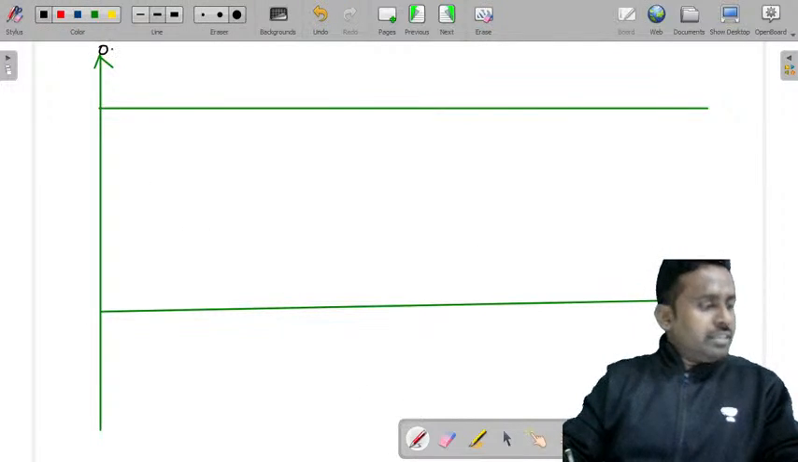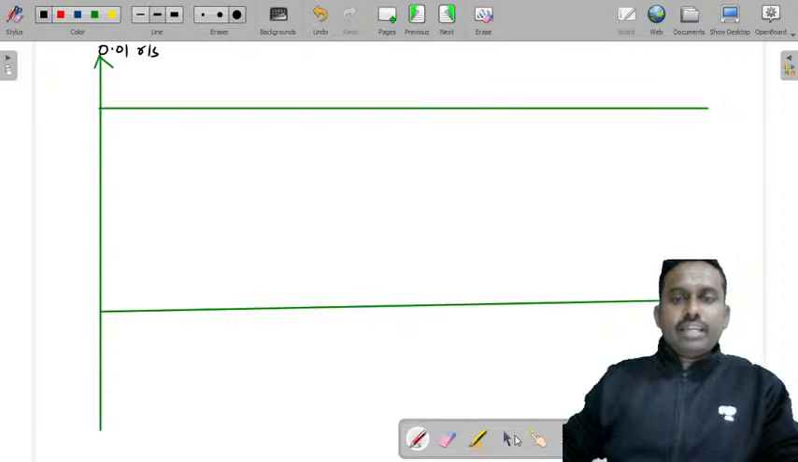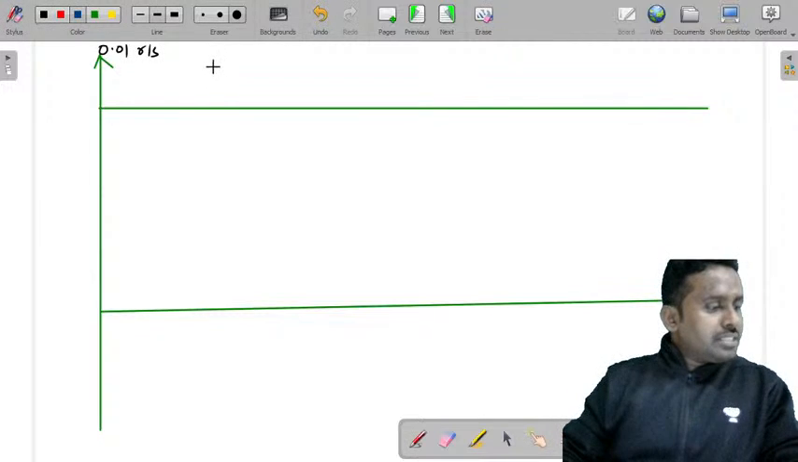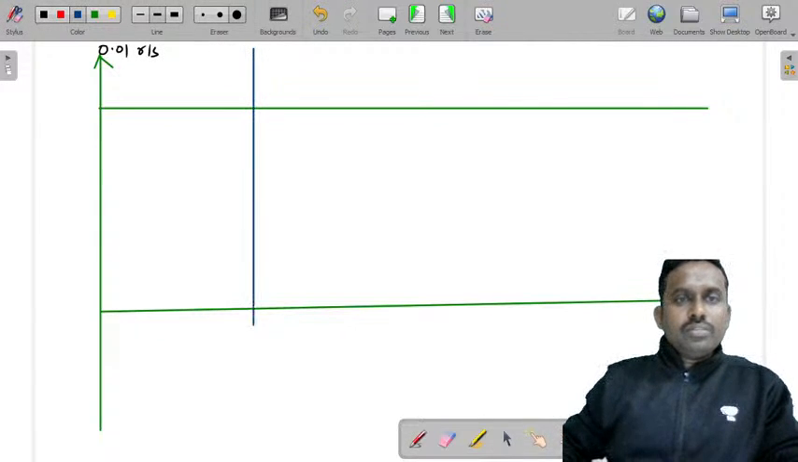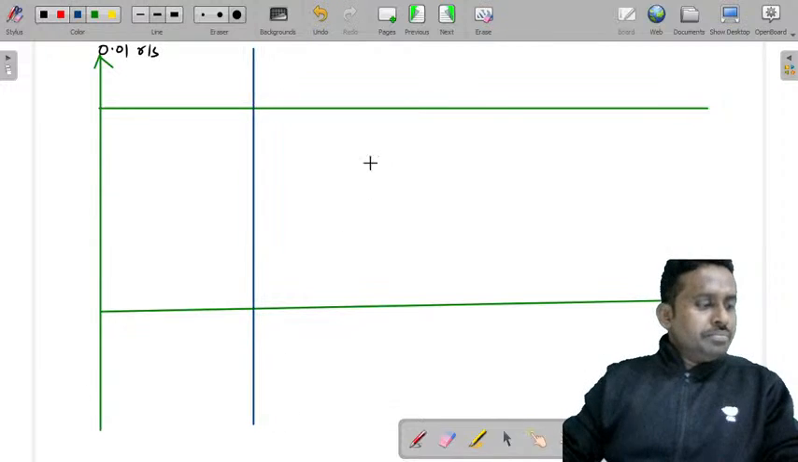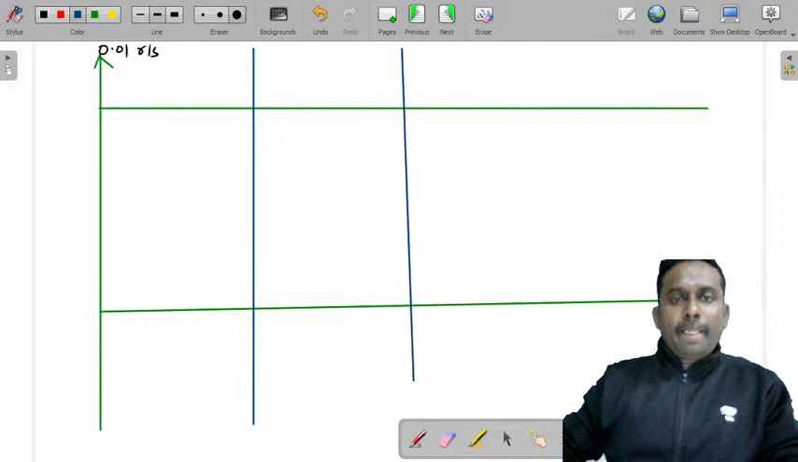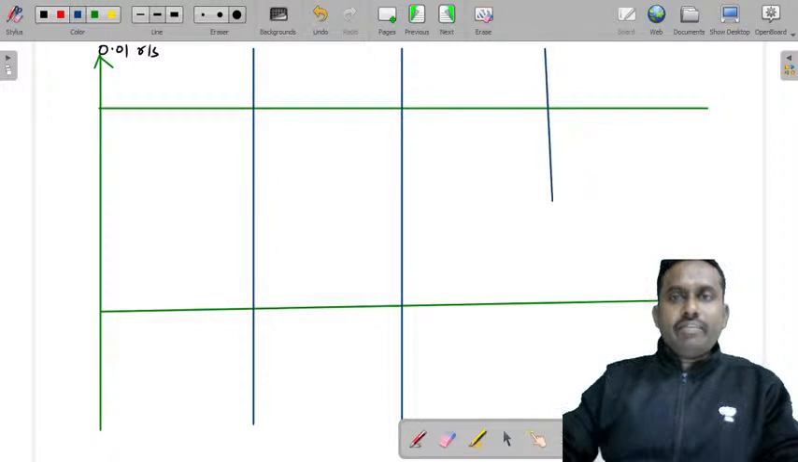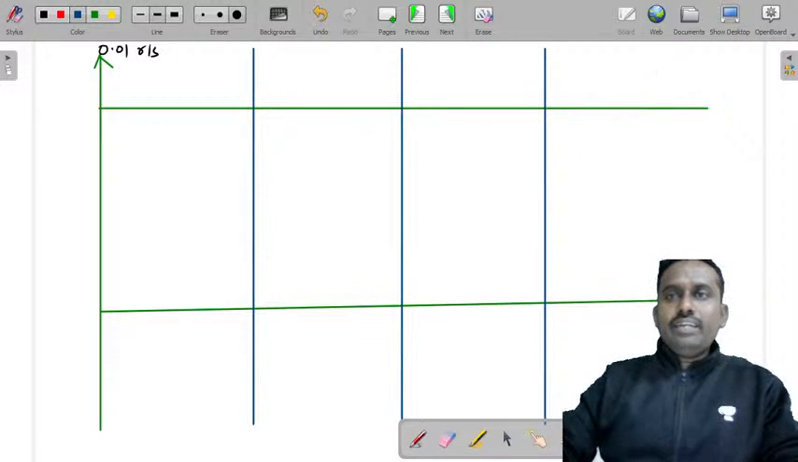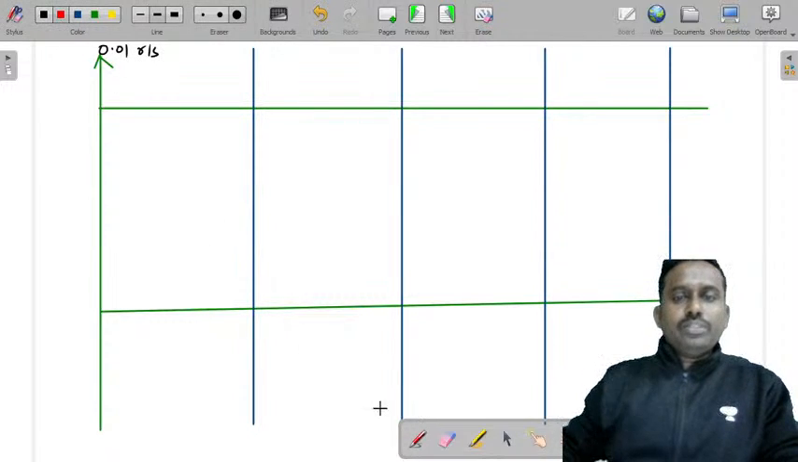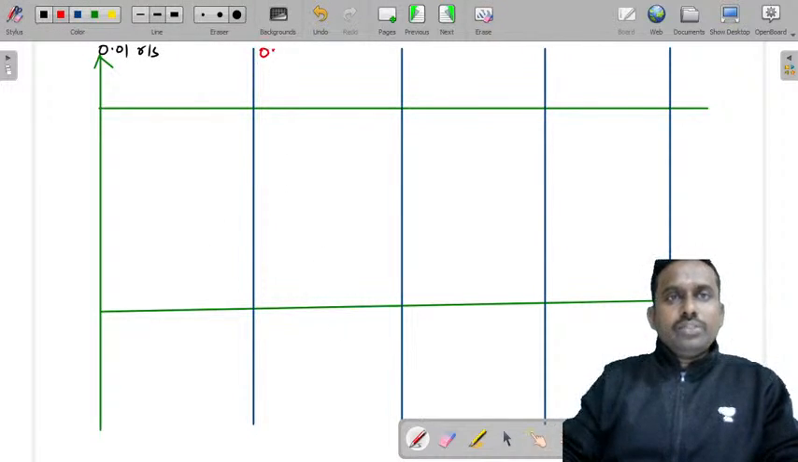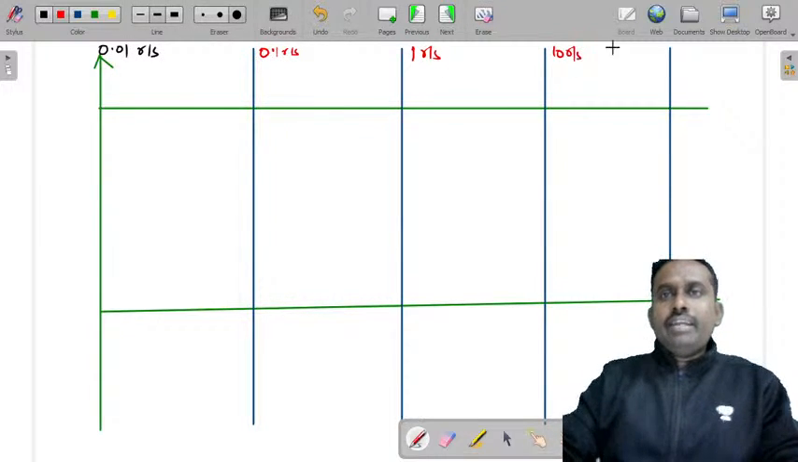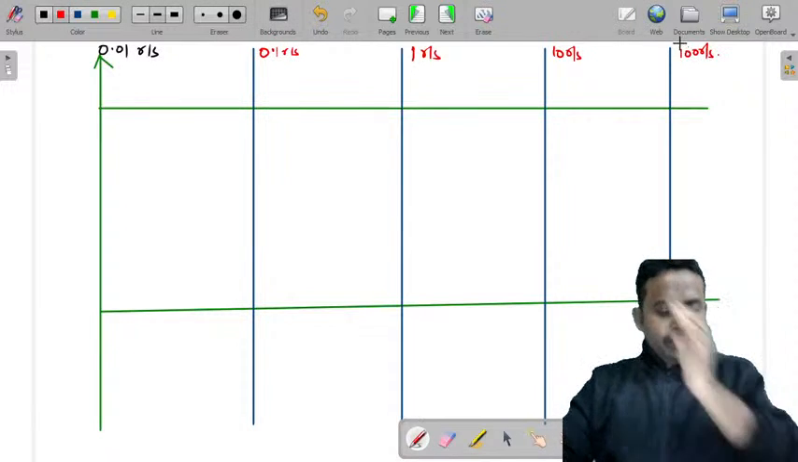I'll write this as 0.01 radian per second. Next line, I'll consider as 0.1. This is 1 radian, and this has 10 radians. You also have 100, right? So this has 100 radians. Write these values: this is 0.1 radian per second, this is 1 radian per second, 10 radian per second and 100 radian per second.